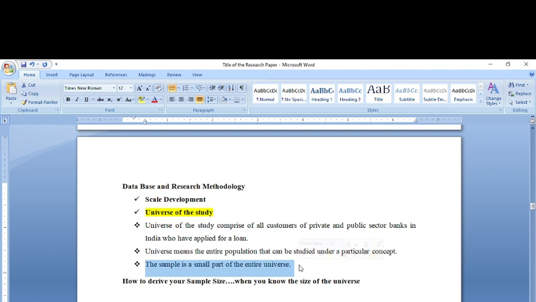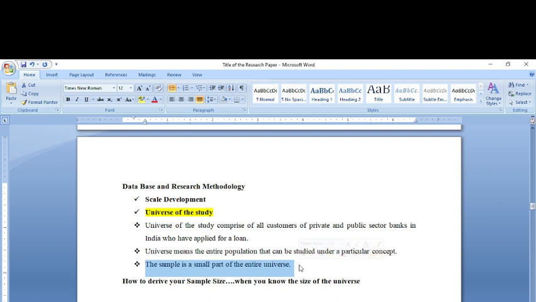Now after you identify the universe of the study, how to derive a sample, what should be the sample size of your study, and how to derive it from the universe is the next matter to be discussed. So in database and research methodology, you mention the universe of the study and then you come to the sample size. In my next series of videos, I will tell you how to derive your sample from the universe, and what should be the size of the sample.